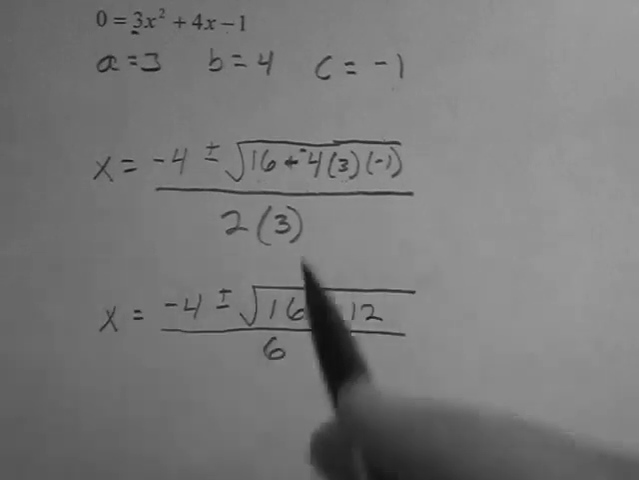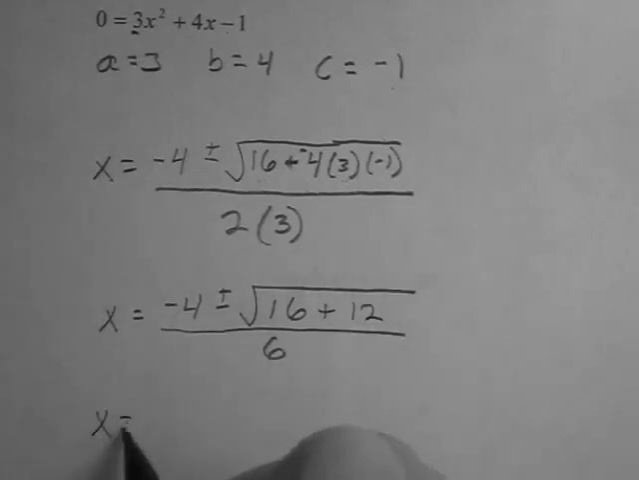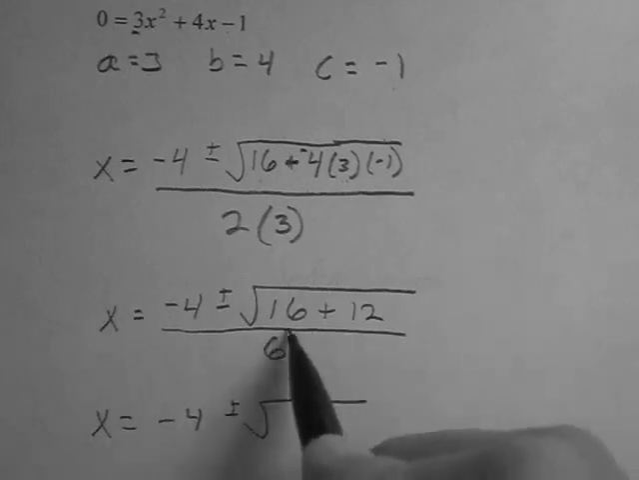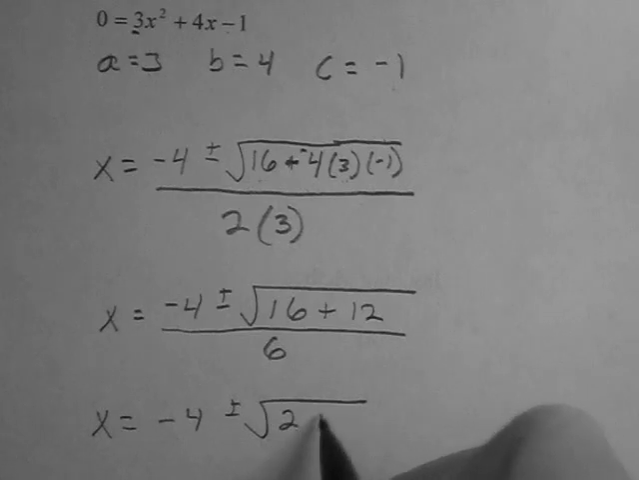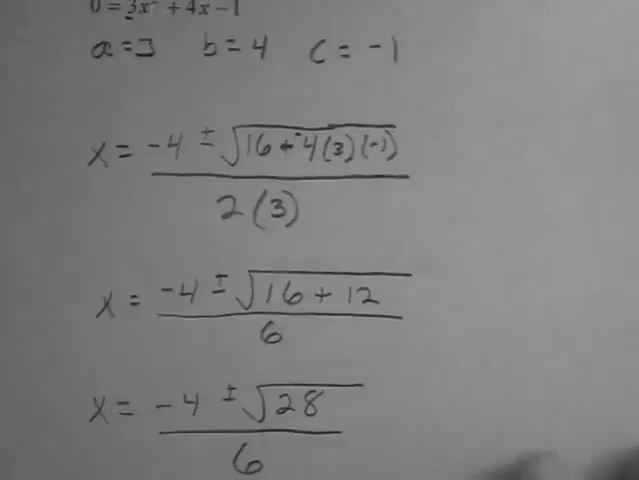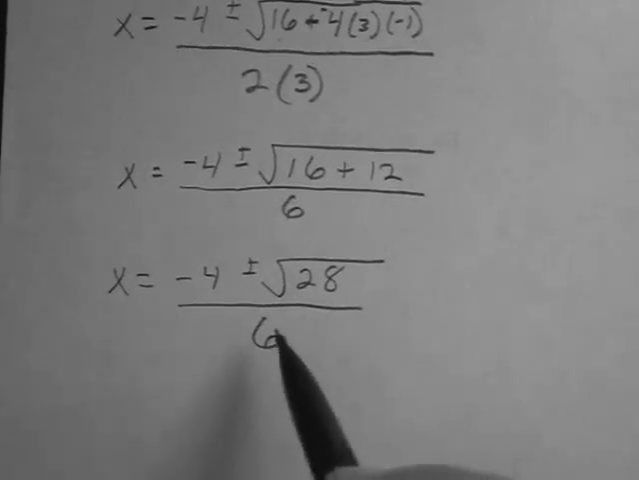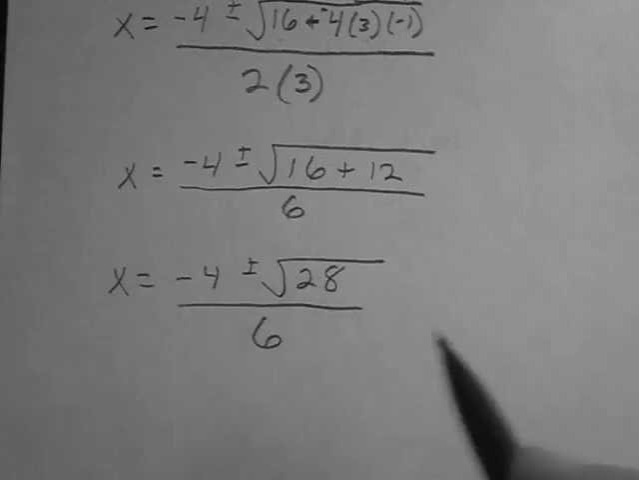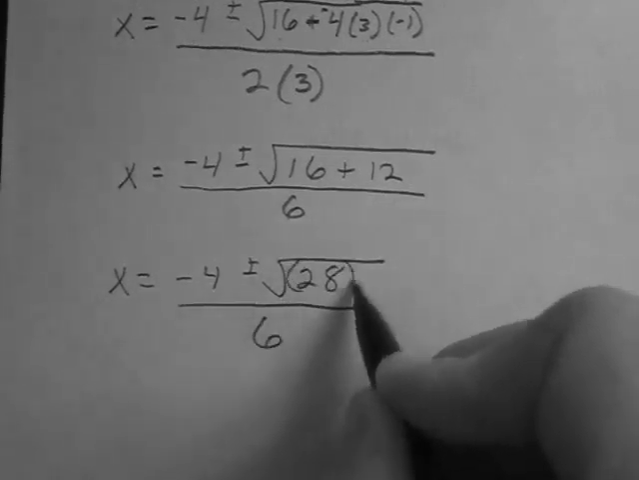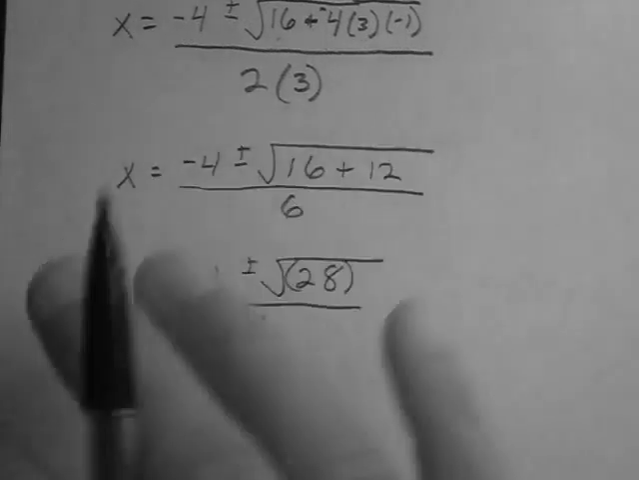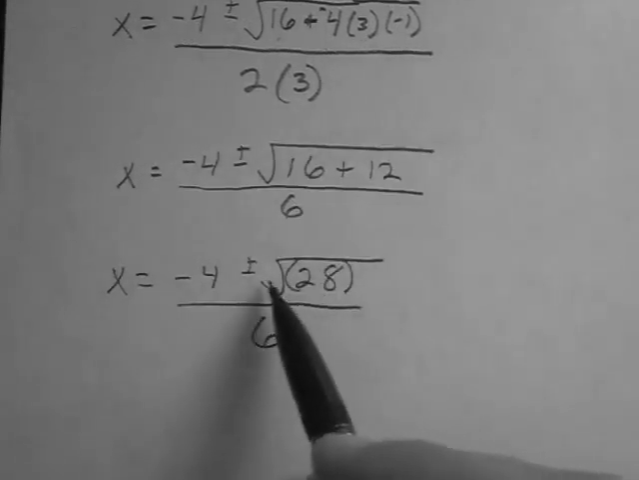Now at this point we just have to simplify all of this. And you get x equals negative 4 plus or minus the square root. 16 plus 12 is 28. And the whole numerator is divided by 6. Now once you get here, people are tempted to divide within this radical. People might want to divide by 2. But you have to remember that right now the radical, you can't simplify inside of it. You can only simplify once it's been taken to the outside.